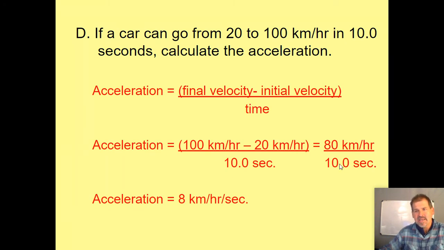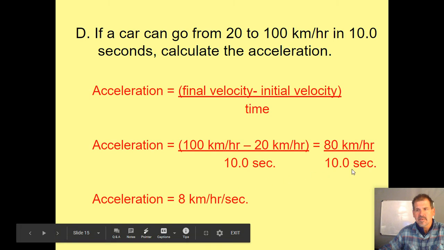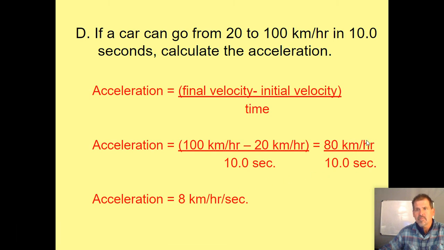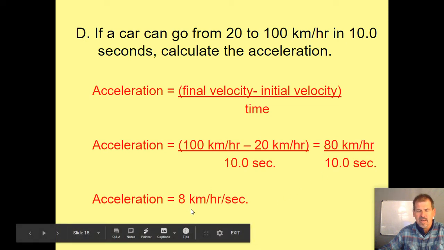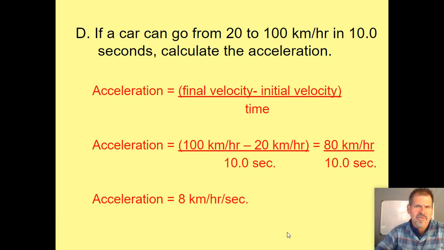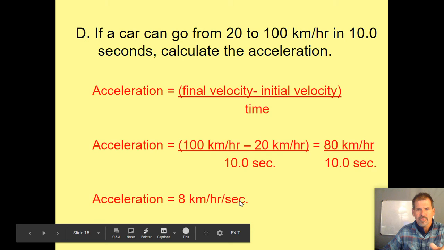80 divided by 10 is 8. And then with kilometers divided by hour divided by second. So it's 80 kilometers per hour, or 8 kilometers per hour per second. Now, that can be confusing to students. Just let me take a minute to explain what that means. So it's 8 kilometers per hour per second.